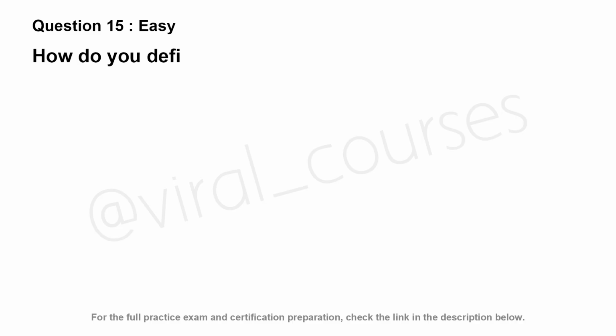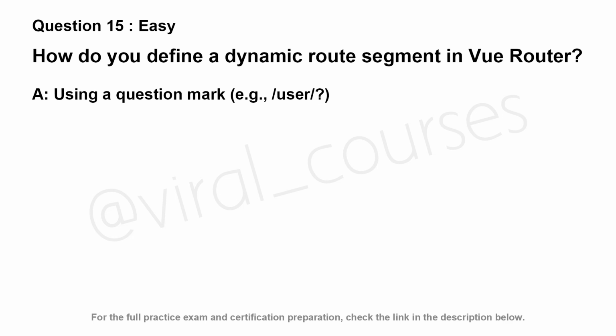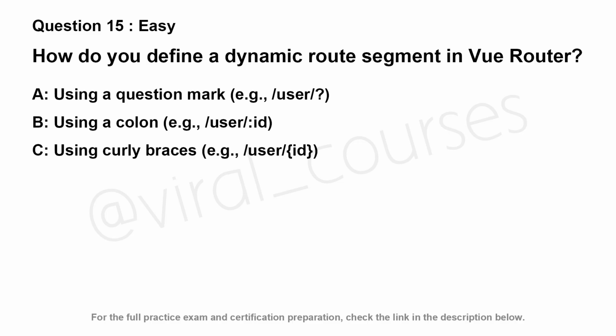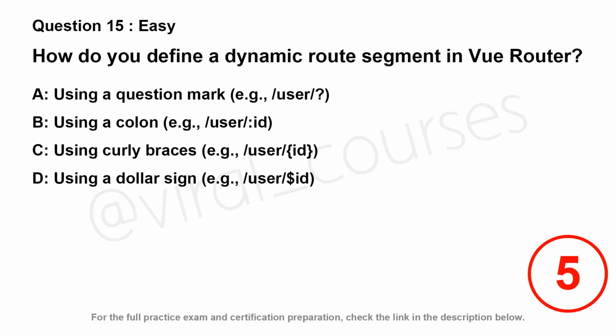How do you define a dynamic route segment in Vue Router? Option A, using a question mark, e.g., /user/?id. Option B, using a colon, e.g., /user/:id. Option C, using curly braces, e.g., /user/{id}. Option D, using a dollar sign, e.g., /user/$id.